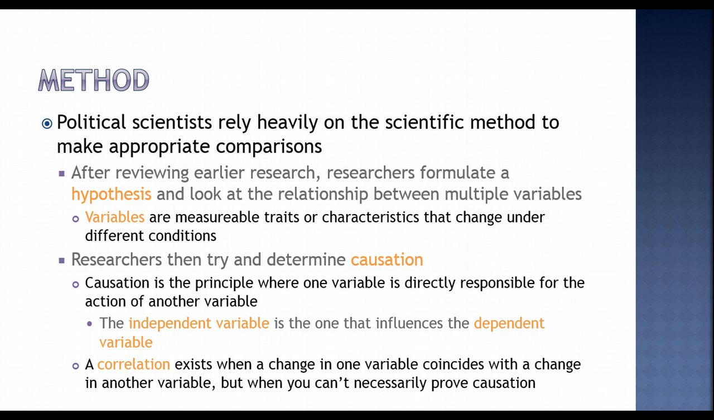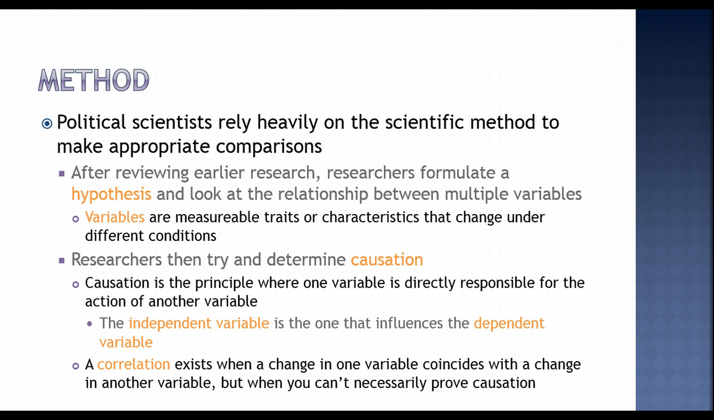All right. Political scientists rely heavily on the scientific method to make appropriate comparisons. After reviewing earlier work, researchers formulate a hypothesis, and they look at the relationship between multiple variables. So just like we would see in the scientific method in your science classroom, we're looking to create a hypothesis to begin, because we need to have an idea of where we think things are prior to looking. And it doesn't mean that because we've got this hypothesis already that we're looking to necessarily prove that.